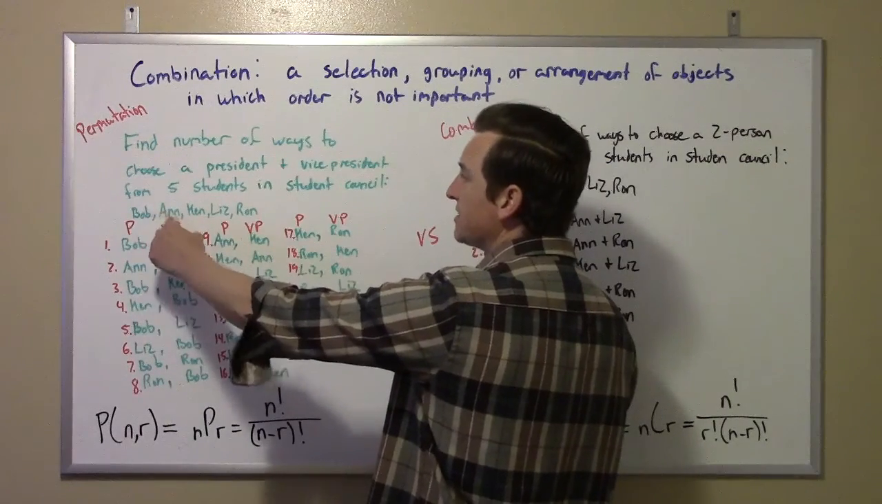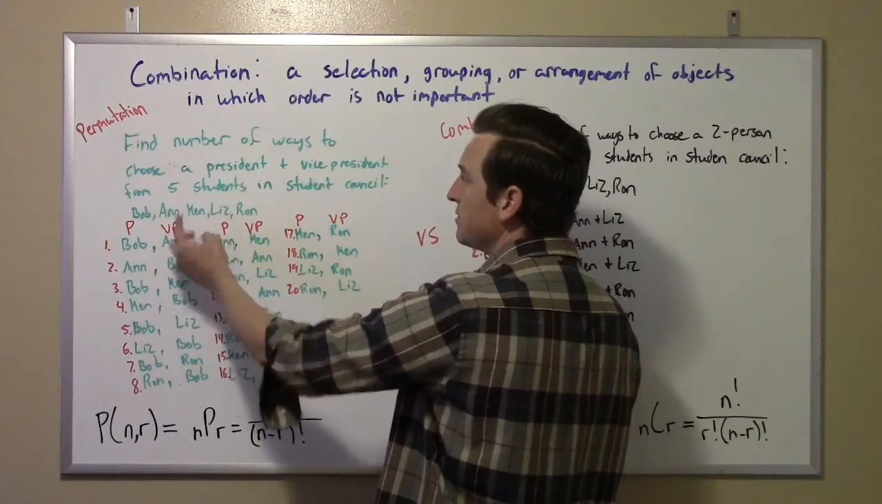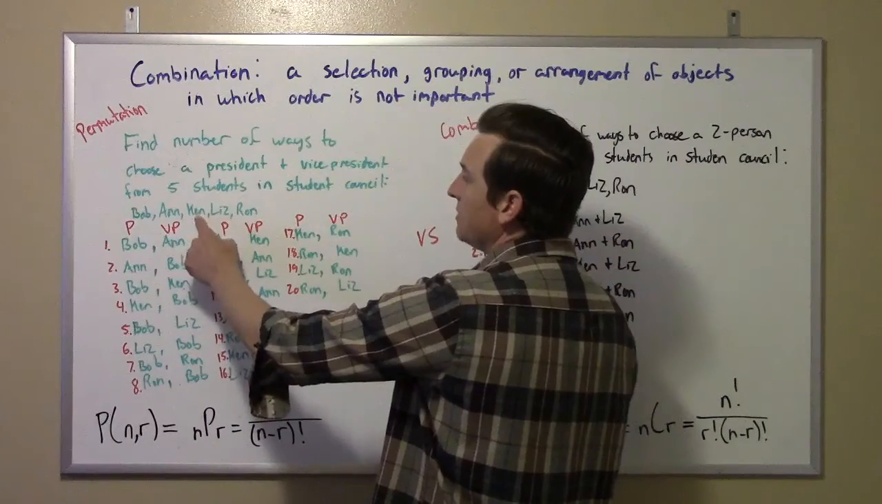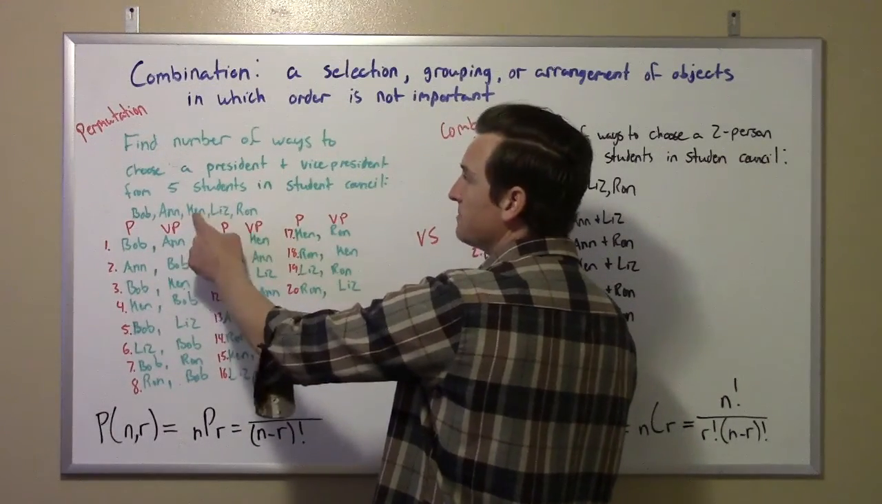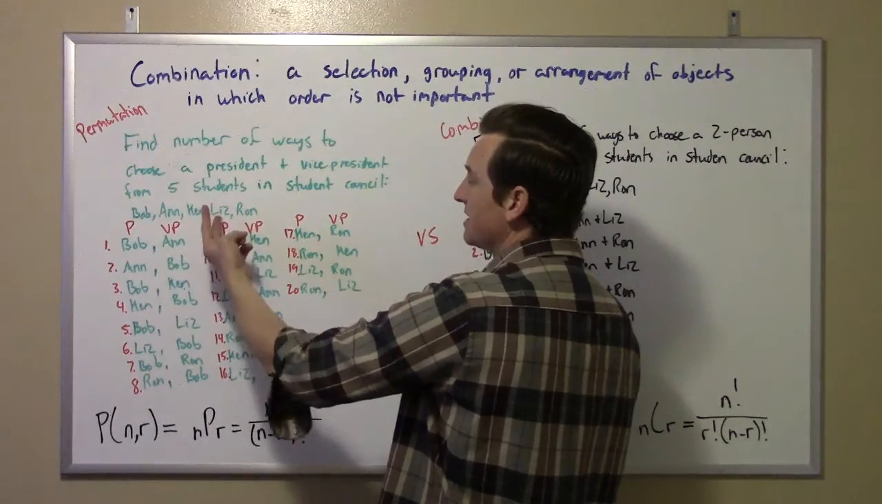Then you go down the line, you say, okay, let's pair Ann with Ken, and then switch them. And Ann with Liz, and then switch them. And Ann with Ron, and then switch them. And then you go down and say, okay, let's start pairing Ken with people. Well, he's already been paired with Ann and Bob, so we just need to go to the right. Let's pair Ken with Liz, and then we'll switch them. Let's pair Ken with Ron, and then let's switch them.